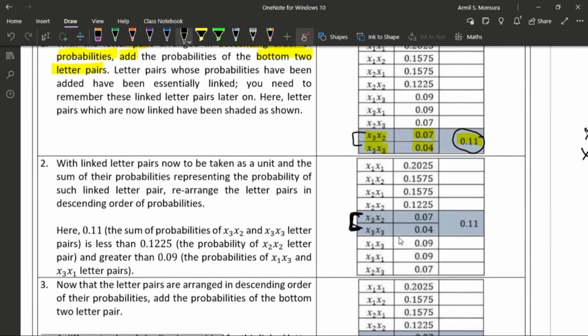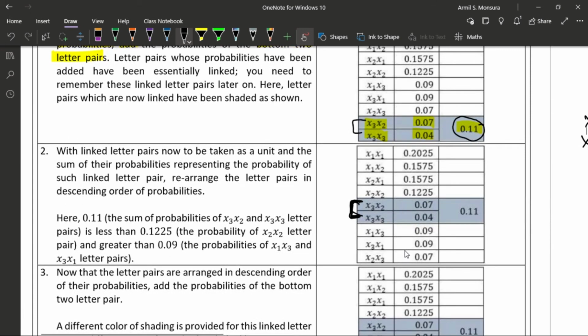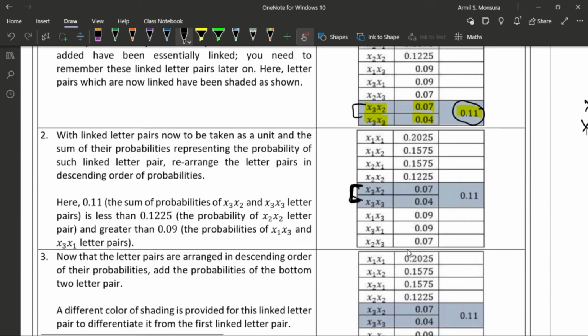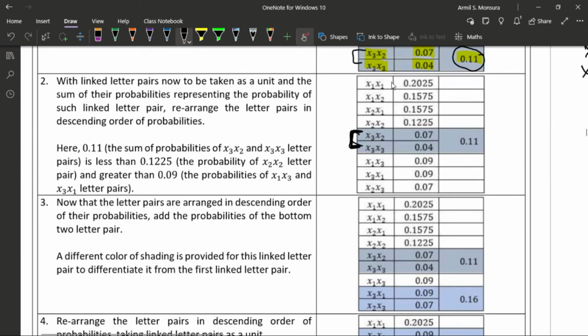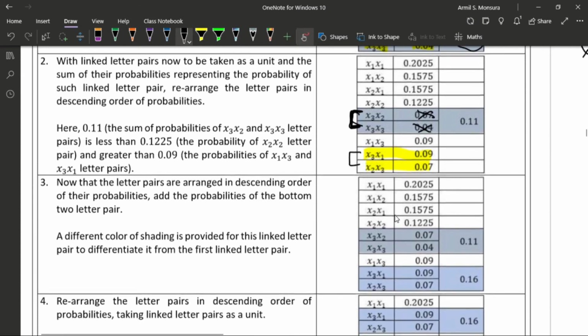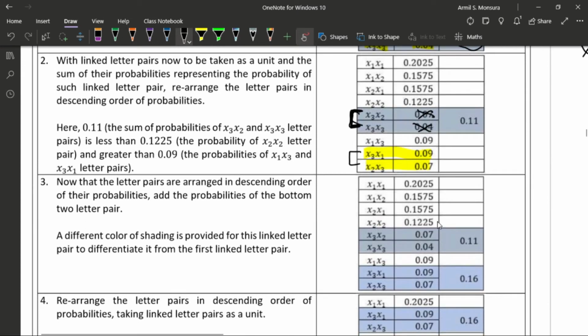Now, we combine the two lowest probabilities. After rearranging, we can have this and this as the two lowest probabilities. Again, since these are already linked, this is no longer the probability we use for them, so we can ignore these two. We look here instead. The two lowest probabilities we have now are these, so we join them. When we add the probabilities 0.09 and 0.07, that gives us 0.16. Now these are joined. We don't need this, this, and this.